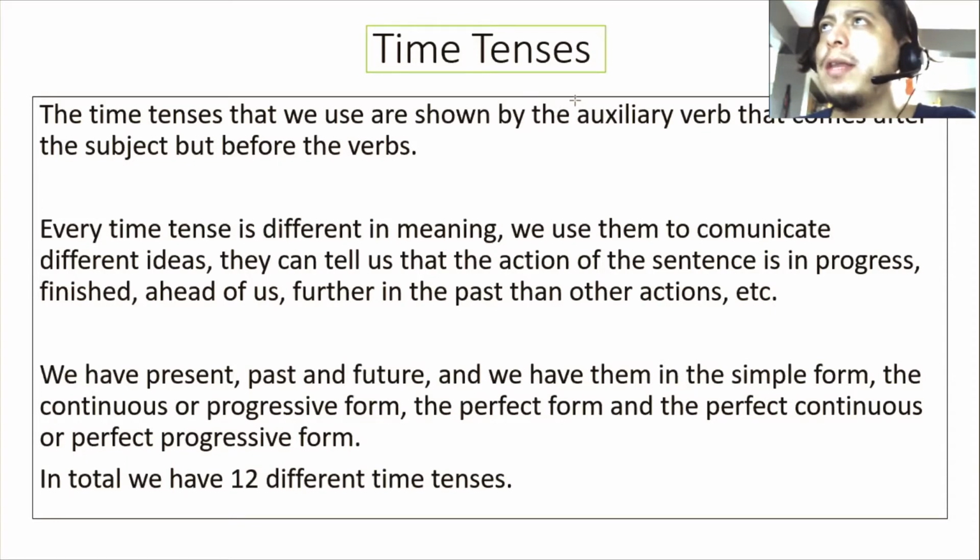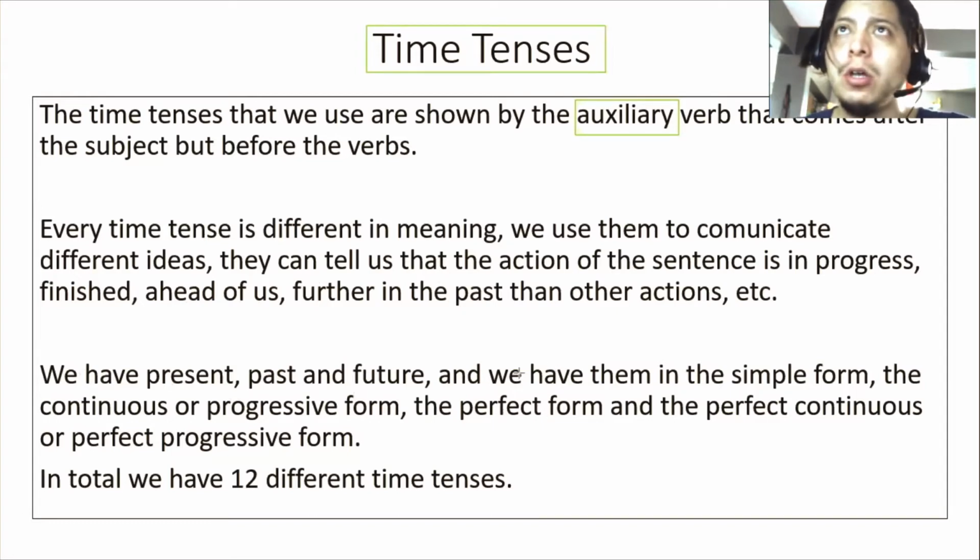Okay, so we need auxiliaries. The auxiliary is going to tell us the time tense that we are using. It comes after the subject, but before the verbs. So the auxiliary is not the verb, is not the action that the subject is doing. It's just showing the time tense. Every time tense is different in meaning. We use them to communicate different ideas. They can tell us that the action of the sentence is in progress, it is finished, ahead of us, further in the past than other actions, etc.